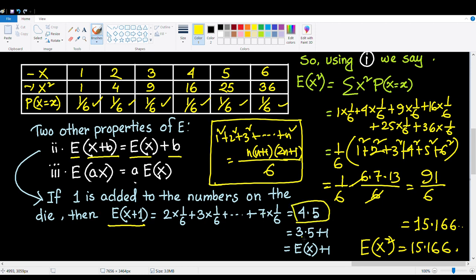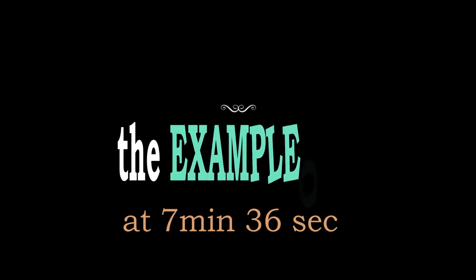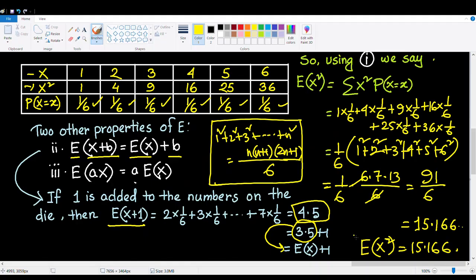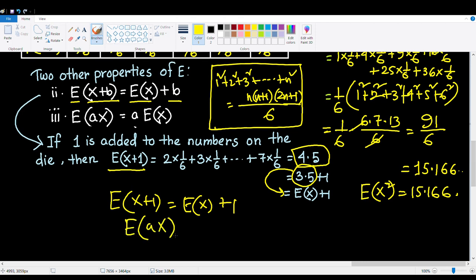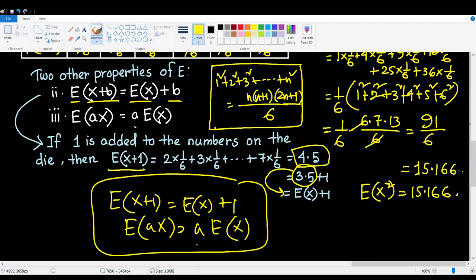Now you see 4.5 is 3.5 plus 1. Now we got 3.5 as the expected value of a regular die, which was E of x. So it's E of x plus 1. So finally, we just proved that E of x plus 1 equals E of x plus 1. Similarly, we can prove E of ax equals a E of x. But we are going to need these properties for studying variance.